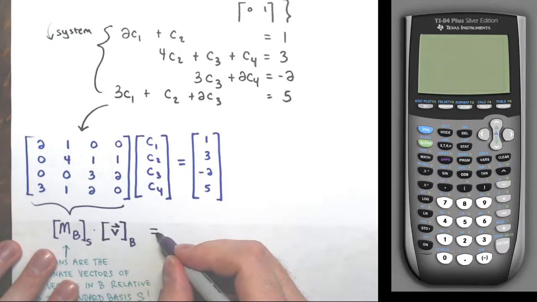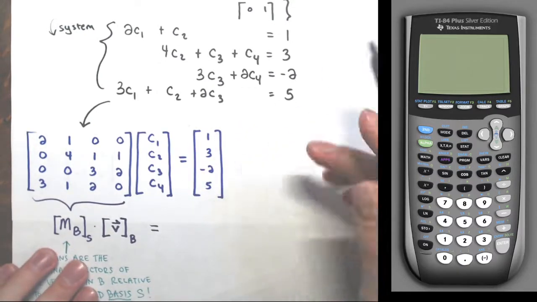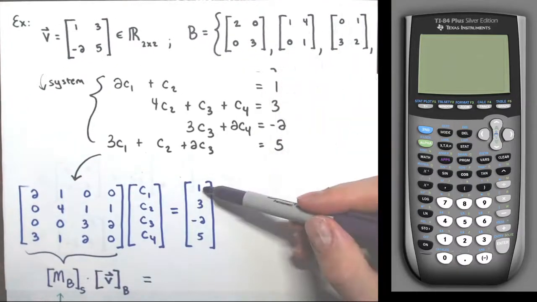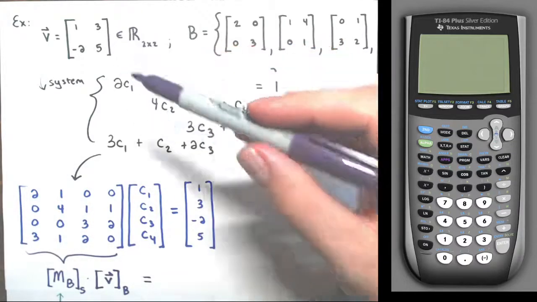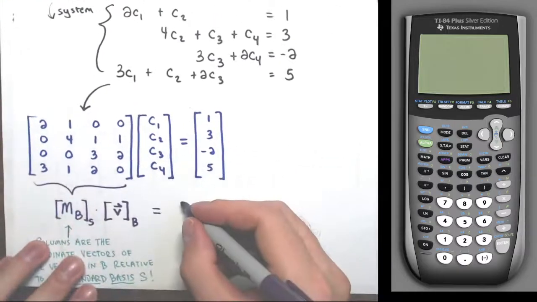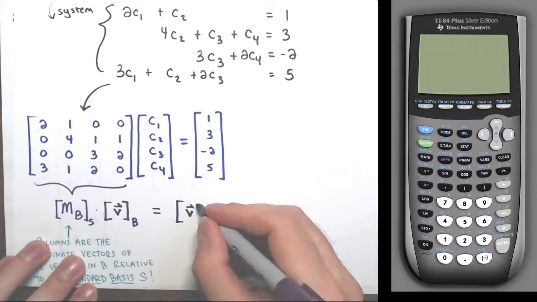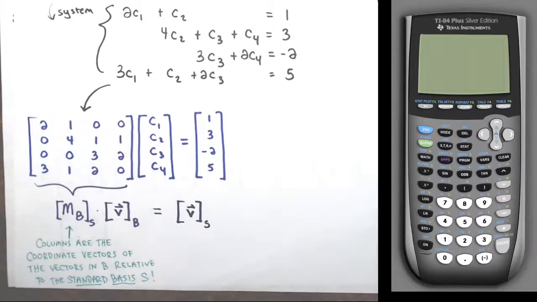Equals, and then the other side, again, this is not V. Like it was earlier, when we were in R2 and R3, this side here was vector V, but this is not a 2 by 2 matrix. So again, this is going to be the coordinate vector of V with respect to the standard basis.